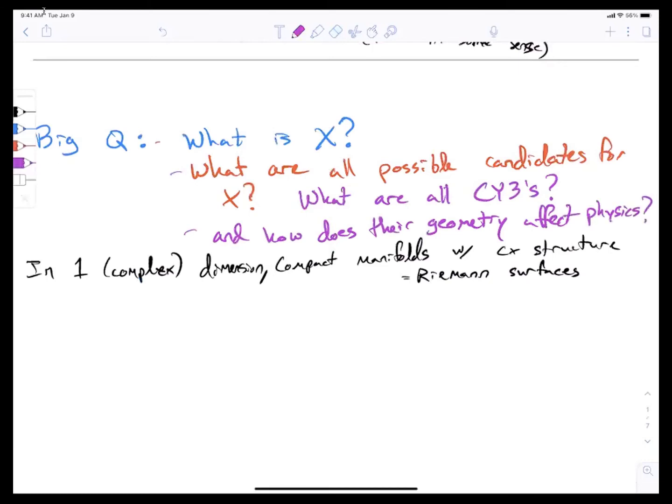For instance, do some properties of string theory change depending on which X you have? Okay, and so I want to focus on this first question. What are all the possible candidates for X? And see where we can get with that.